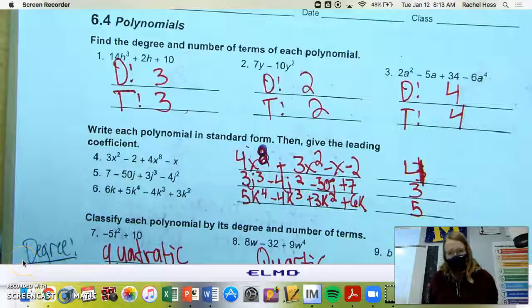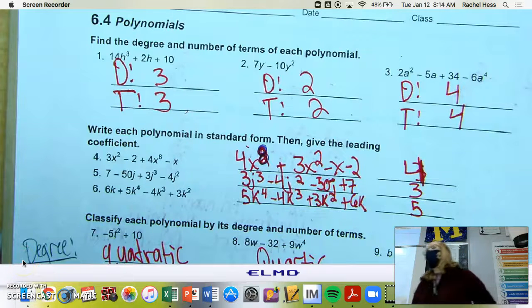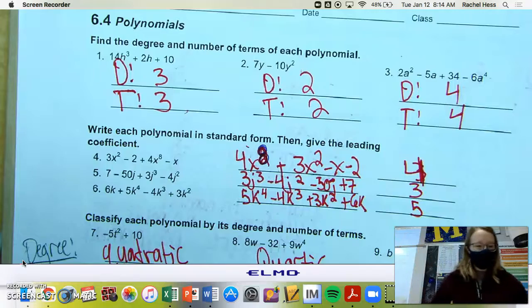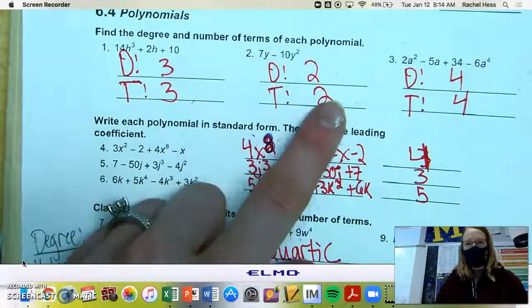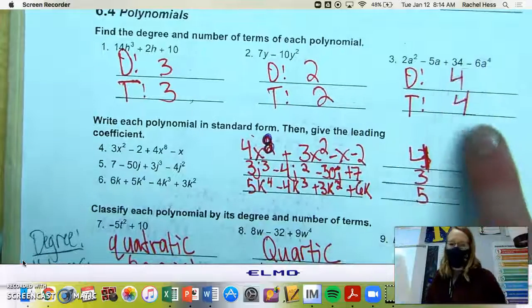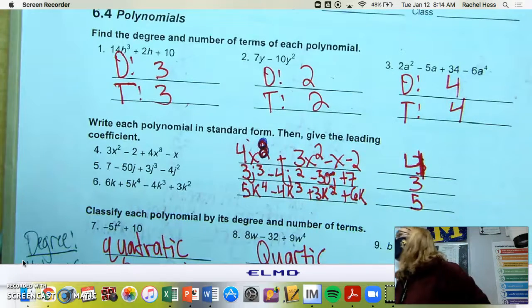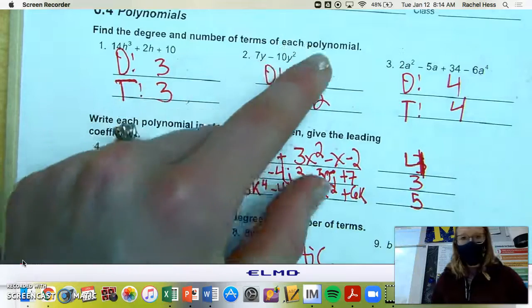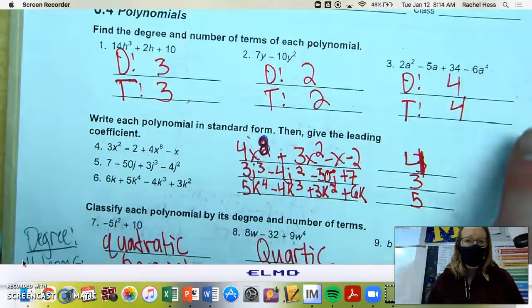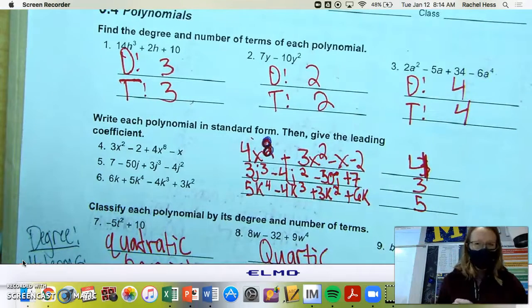So for numbers 1, 2, and 3, you did not need the word because it didn't say to classify. So the degree, if you had cubic trinomial, quadratic binomial, and then quartic polynomial, that would have been correct. So once again, if you had those words, it would have been cubic trinomial, quadratic binomial, and then quartic polynomial.